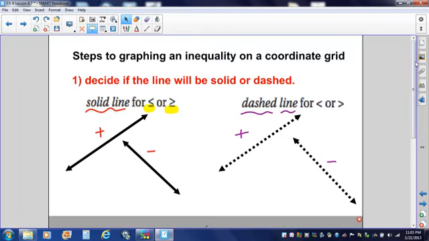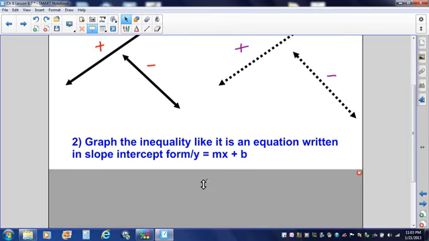Now let's go back to our second step. Our second step, we're going to graph the inequality like it is an equation written in slope-intercept form, or y equals mx plus b. So make yourself a note. Step number 2, you're going to graph the inequality and pretend that it's an equation written in slope-intercept form, y equals mx plus b.